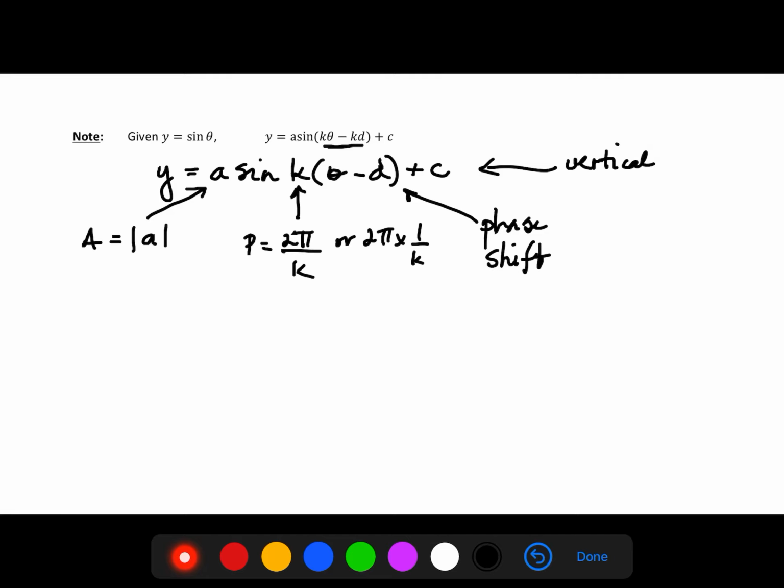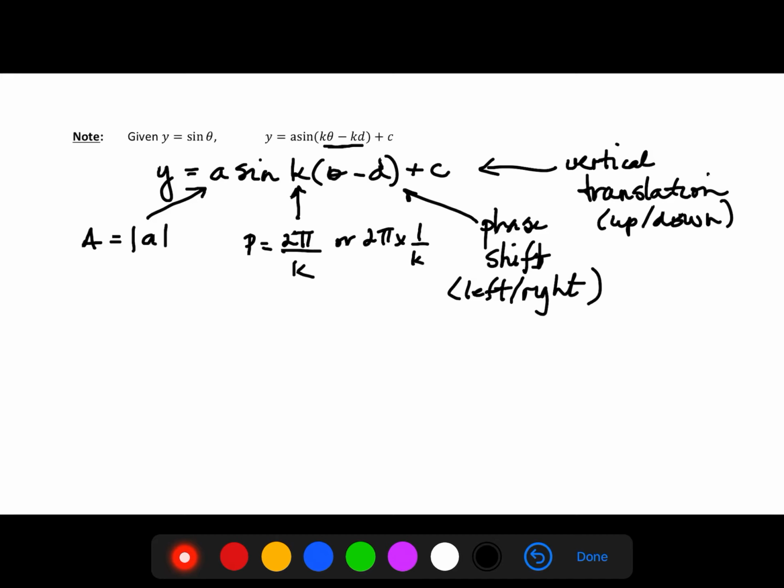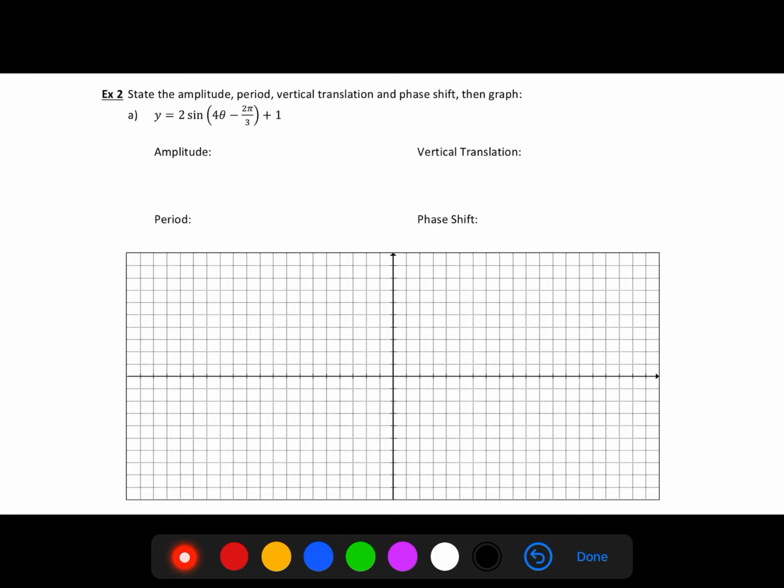D is our phase shift, so left or right. And C is our vertical translation, up or down. And let's put in here left or right. And again, these all happen exactly the same as they do with any other function. So let's take a look at a couple of examples here.